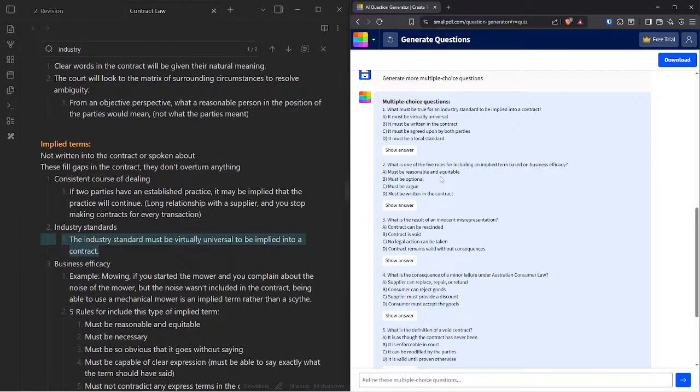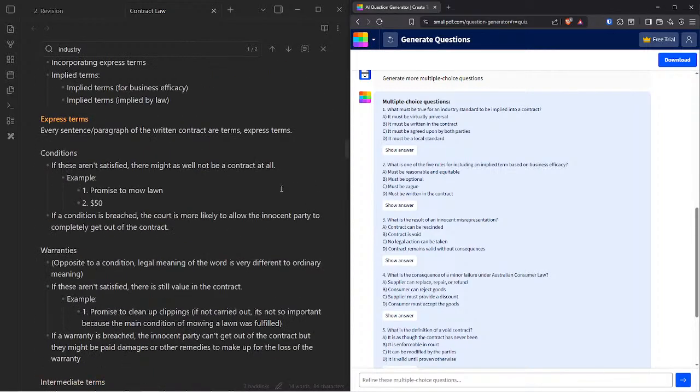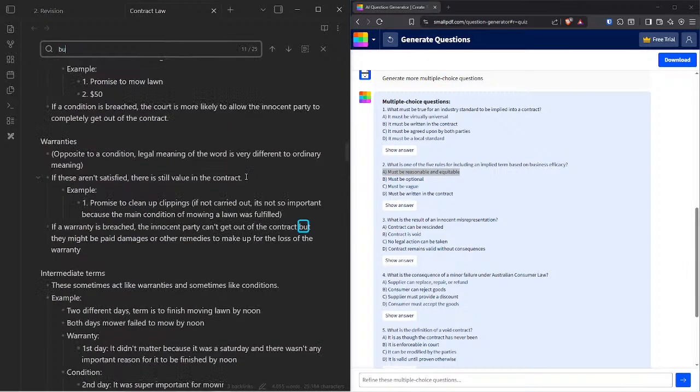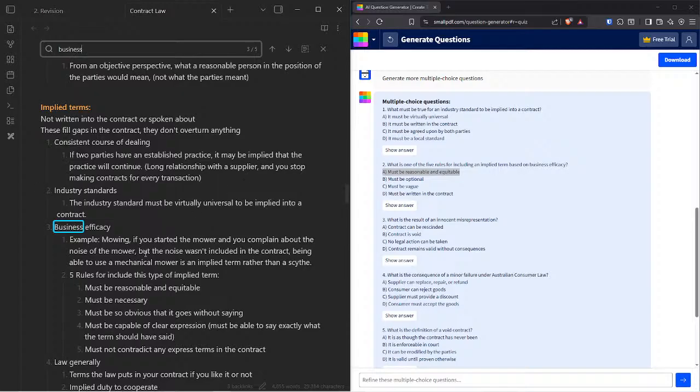What is one of the 5 rules for including an implied term based on business efficacy? Not written. That wouldn't make any sense. It must be reasonable and equitable. Yeah, that would be it. Reasonable and equitable. Yeah.